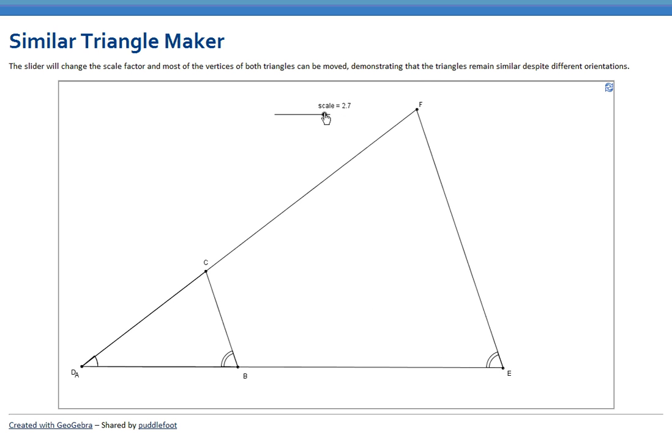If we grow our scale factor all the way up to 3, you'll have the same thing. Each one of these corresponding sides, this side to the smaller one here, the smaller side to the larger one here, it's all going to be a 3 to 1 ratio that we're looking at.